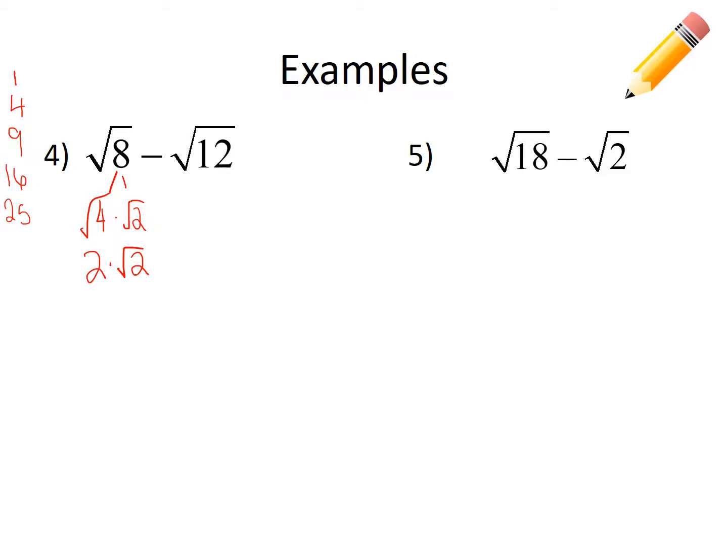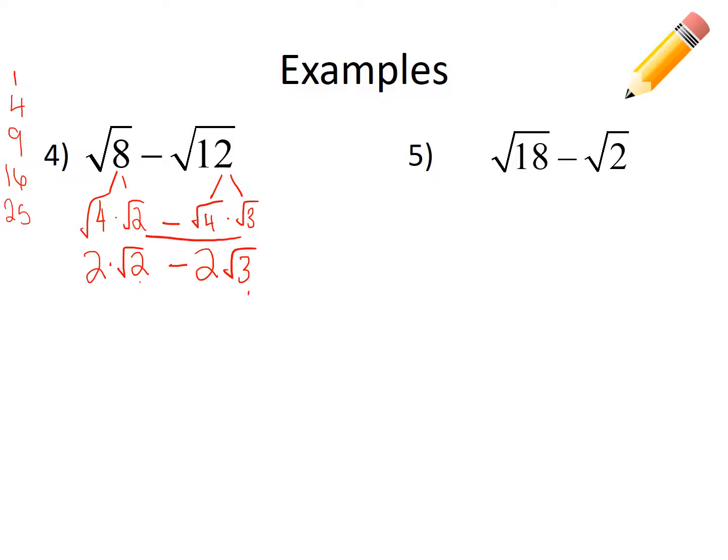And we can also take a square root of 4 and a square root of 3 out of the square root of 12, because 12 has factors of 4 and 3 and 4 is a perfect square. So the square root of 4 is 2 and we still bring down that square root of 3. We can't reduce that. So now we have 2 times the square root of 2 minus 2 times the square root of 3. We don't have like roots. This is the square root of 2 and the square root of 3.